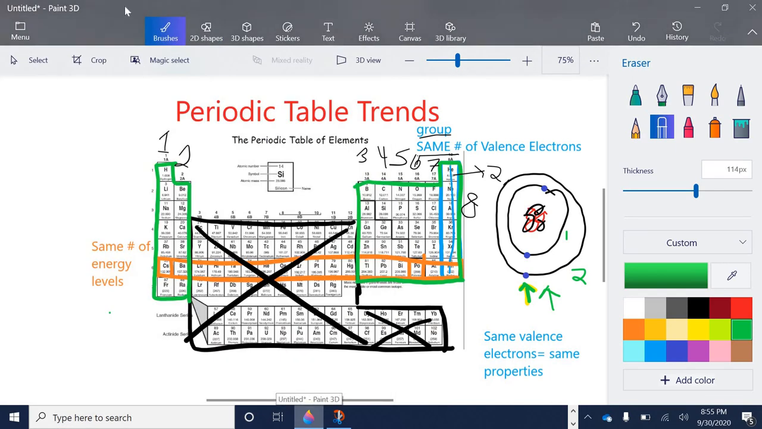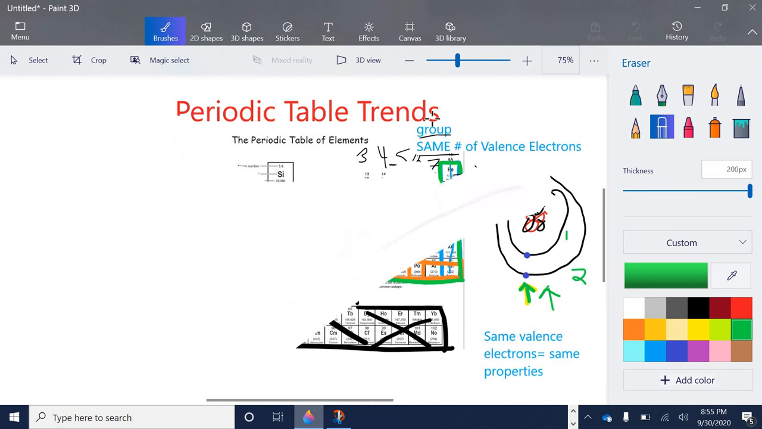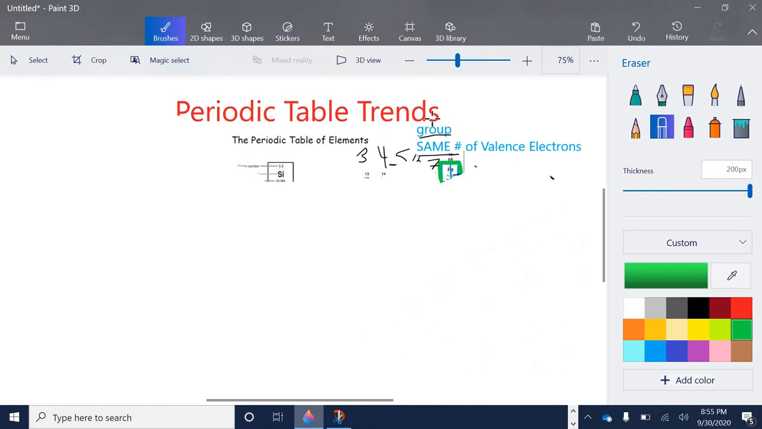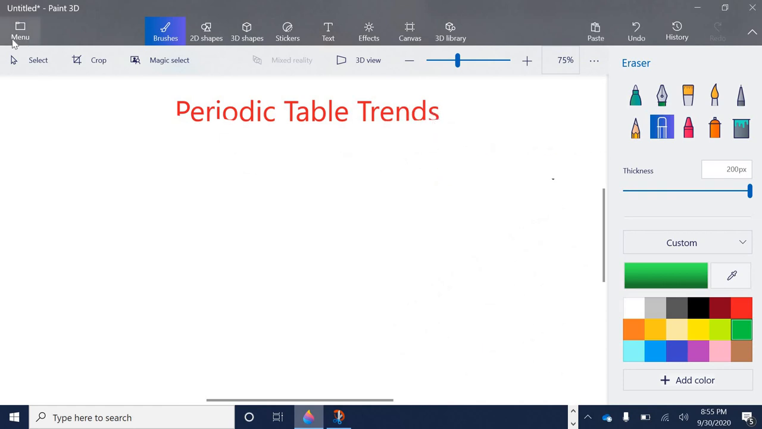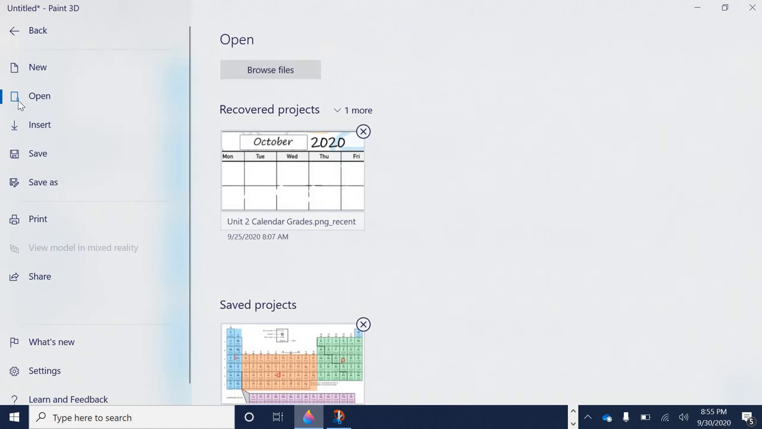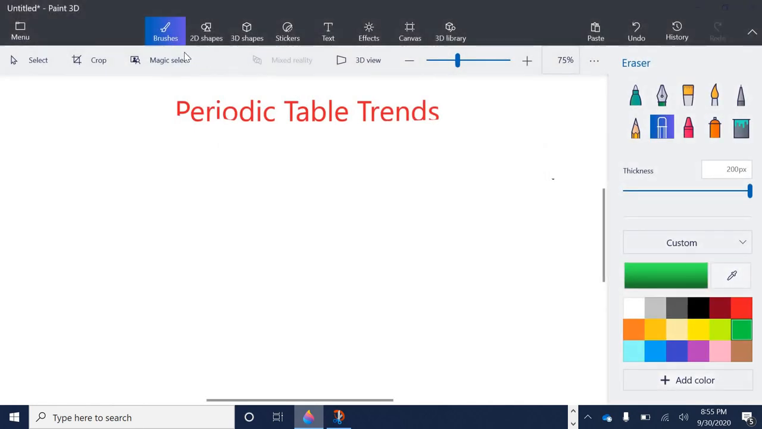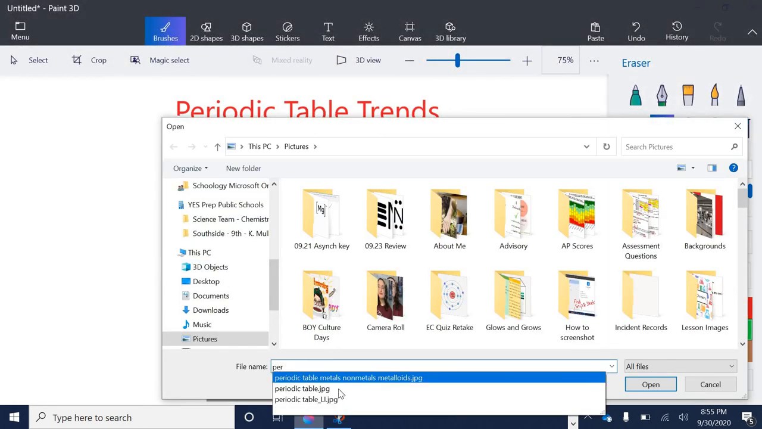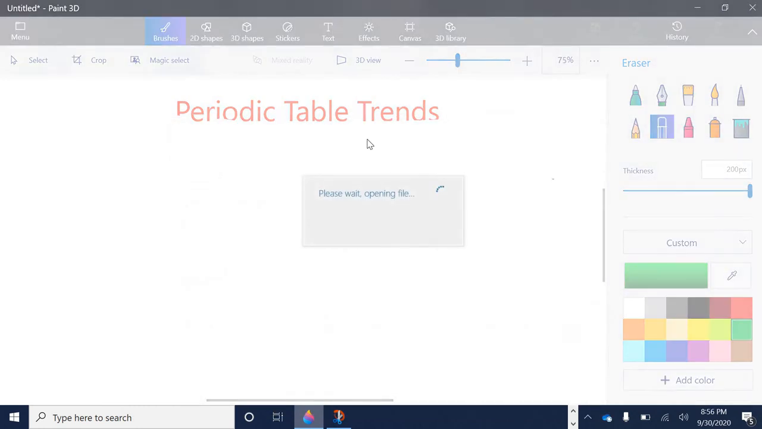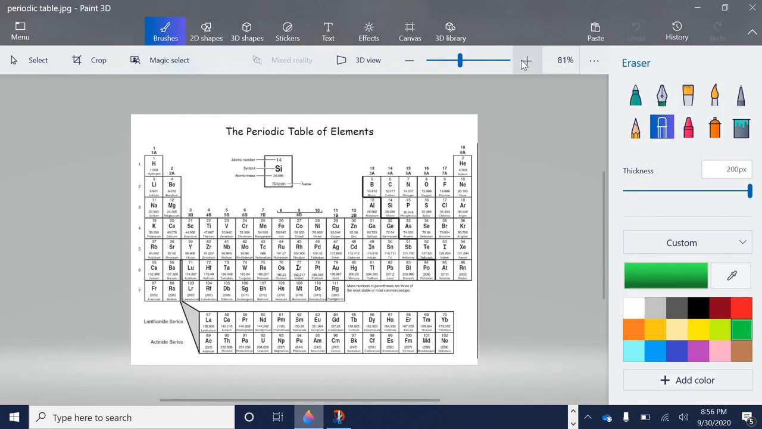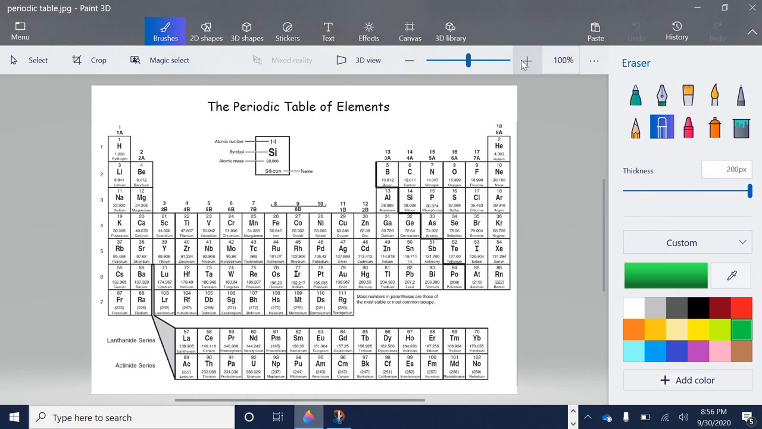So I'm actually going to open up a brand new canvas here because this can quickly get kind of crowded. So let's open up a new periodic table. Okay. So we have some specific families on the periodic table.